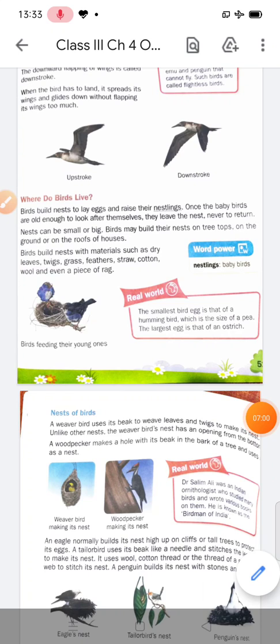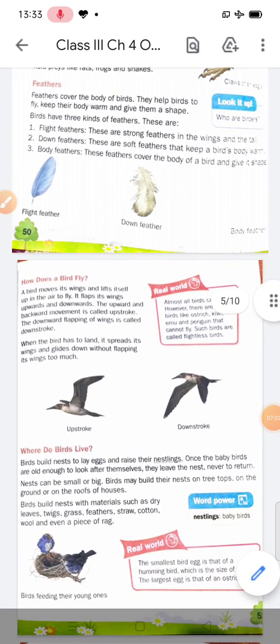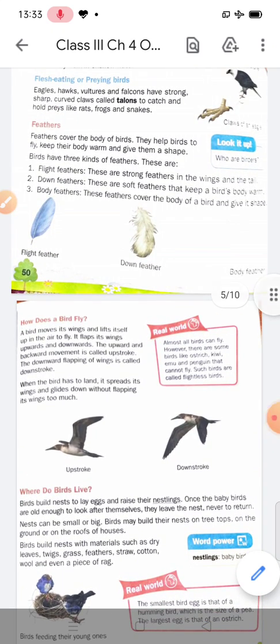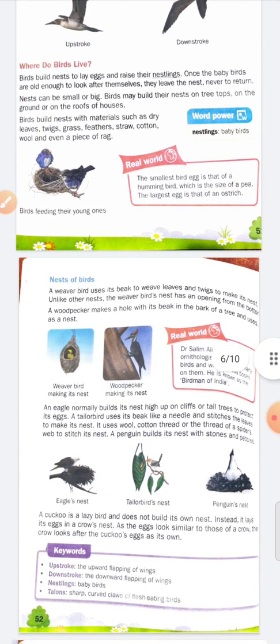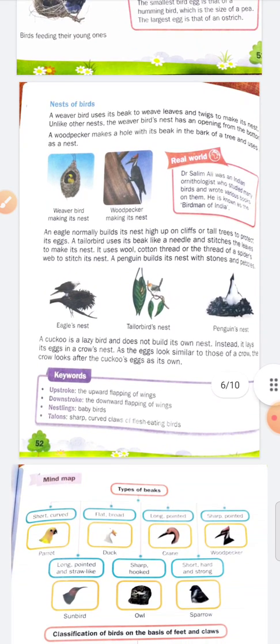Now students, I hope you understand. We have discussed feathers and how a bird flies. In the next lecture we will discuss the last topic, nests of the birds. So first of all, make your fair notebook and write down the keywords there. Today we have discussed upstroke, downstroke, nestling and talons. Okay students, take care, bye.